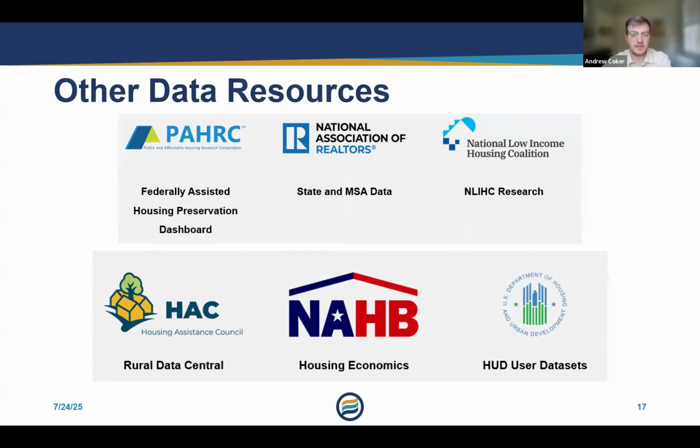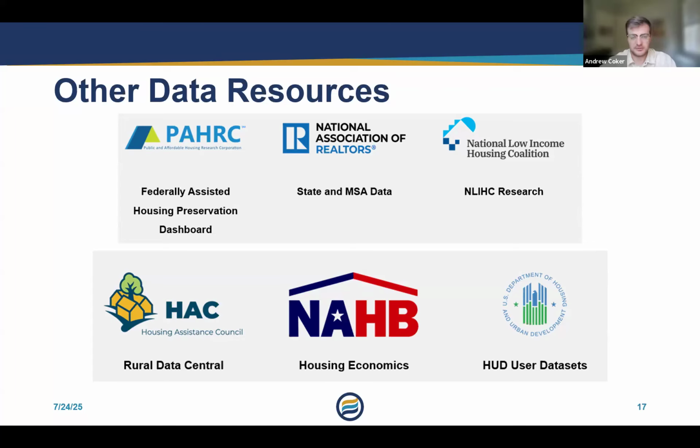Some of the other data sources that I mentioned I would share earlier, definitely take a look at some of these and try to figure out how you can incorporate some of this information about your region into your CEDS process. I think you could get mounds and mounds of data from all of these sources. The Public and Affordable Housing Research Corporation put together a great federally assisted housing preservation dashboard showing where the federally owned housing units are in your region, and really using that as a core asset for building out more low to moderate income housing.